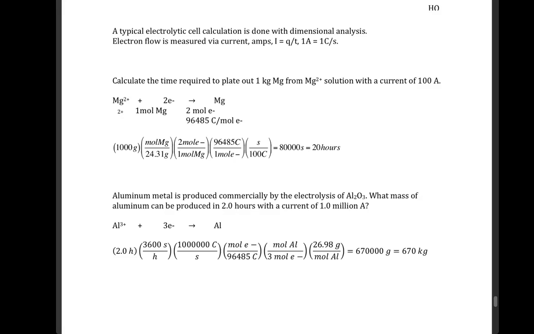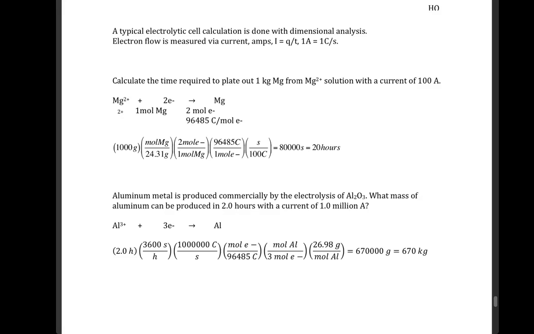So we write then the second over the 100 coulombs. We have coulombs canceling out. So the time required is 80,000 seconds, or 20 hours.